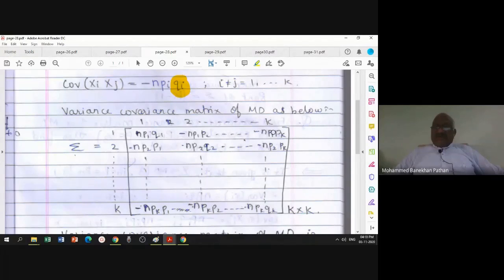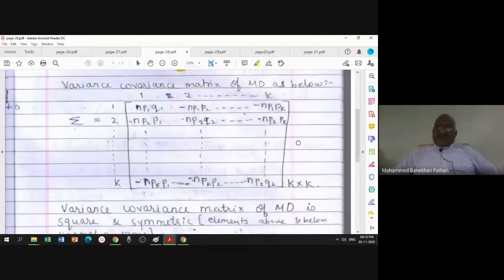Now for this element, what is the location? It is in front of x1 and below k. So this is the covariance of x1 with xk. So the result is minus n p1 pk. Now this element is located at second row and first column. Again, the variables are not equal, so it is a covariance: minus n, second variable p2 and first variable p1.